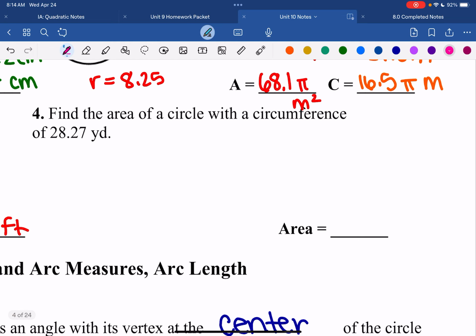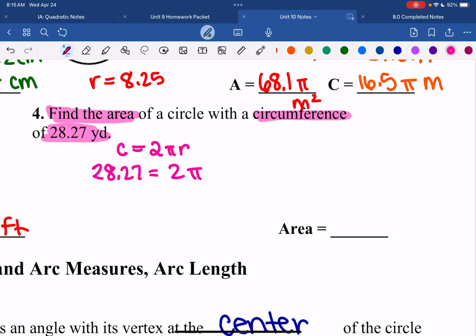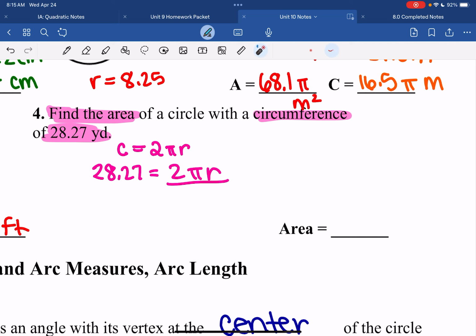Find the area of a circle with a circumference of 28.27 yards. So what do we know? We have circumference given to us, and we want to find the area. Because we need to find area, and area deals with radius, I'm going to use the 2 pi r formula. So we have 28.27 is equal to 2 pi r. So remember, pi is just a number, so we can divide that out.